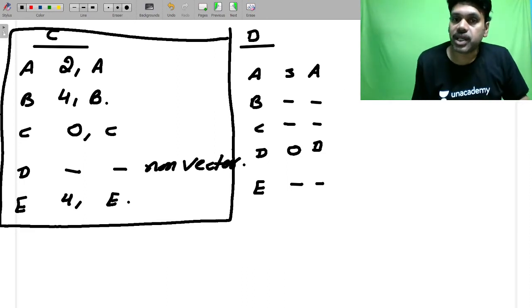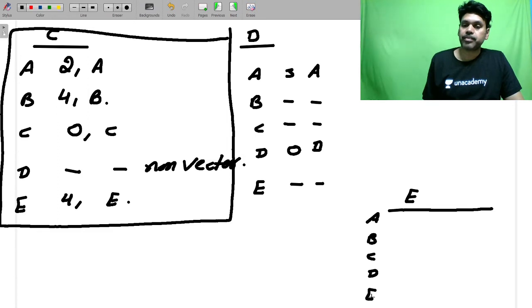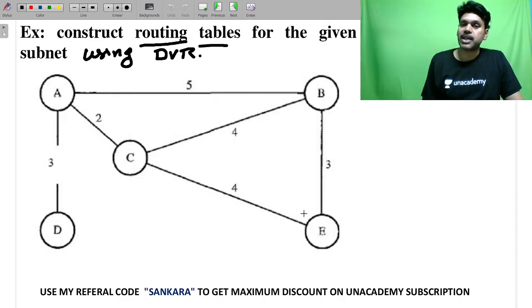And what about E? E's routing table is also A, B, C, D, E. So E to E is 0. E to A: we want to identify E's neighbors. E's neighbors are B and C only, 3 and 4.